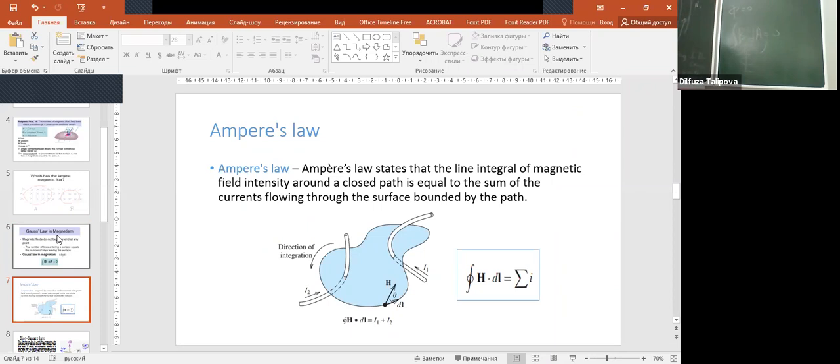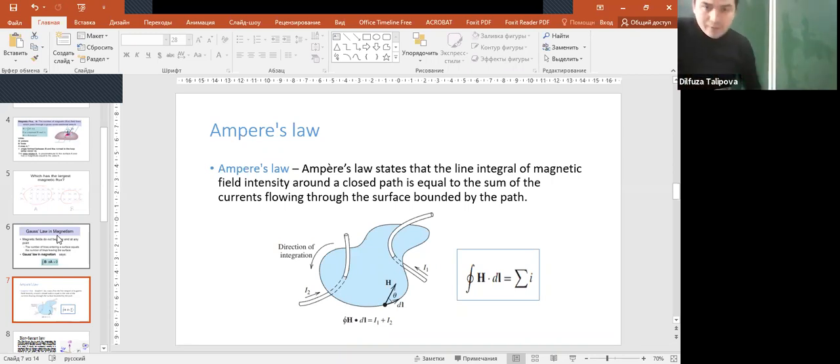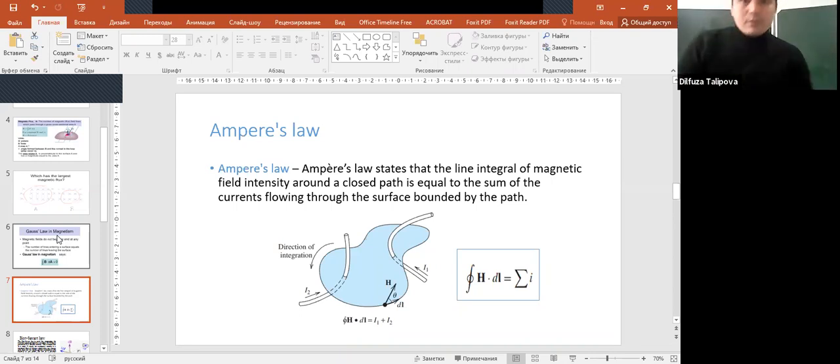What is Ampere's law? Ampere's law states that the line integral of magnetic field intensity around a closed path is equal to the sum of the current flowing through the surface bounded by the path. We have here a new quantity H, which is the magnetic field intensity.